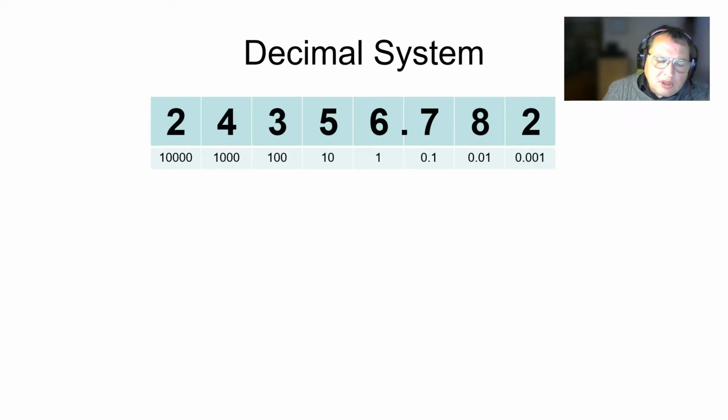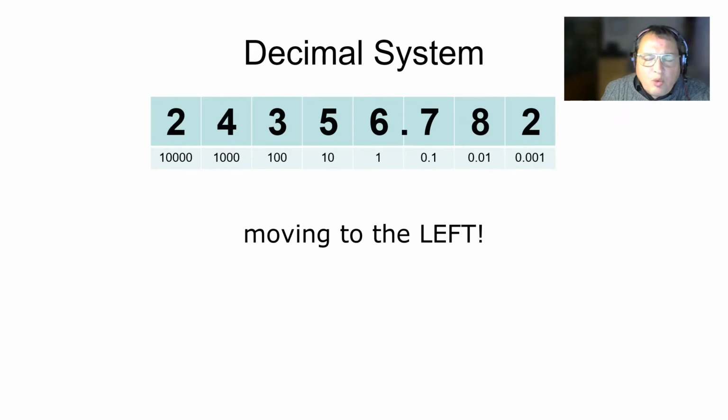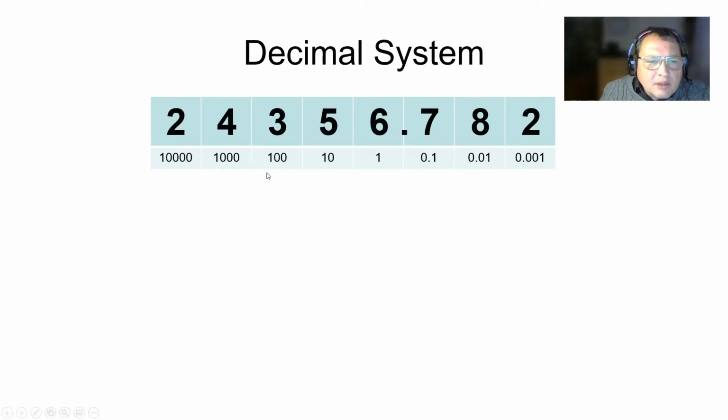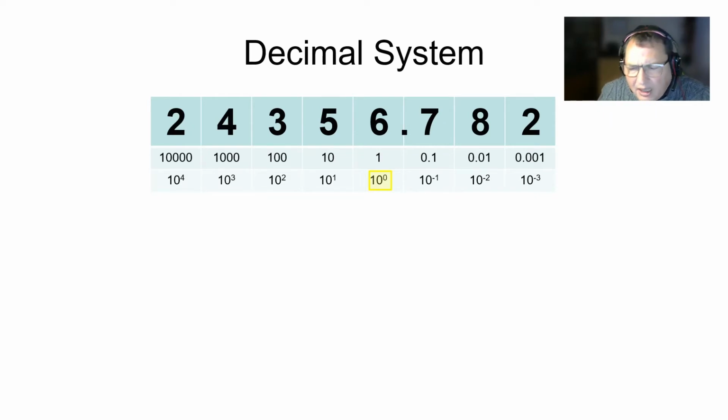From the decimal point, moving to the left, these weights are 1, 10, 100, 1000, 10,000. Then we would have 100,000, a million, and so on. And to the right side of the decimal point, we have 1/10, 1/100, 1/1000, and so on. Looking closely at these weights, you can notice that all these numbers are powers of the number 10. So, for example, 1 is 10 raised to the power 0. Just as a reminder, any number raised to the power 0 is 1.